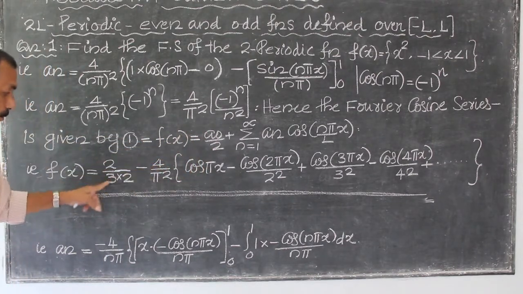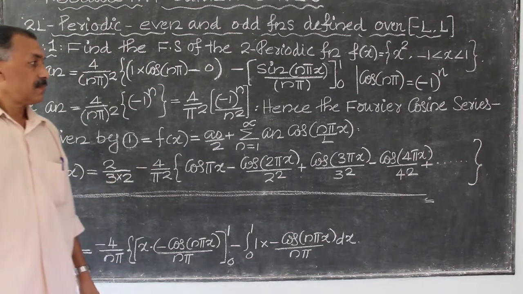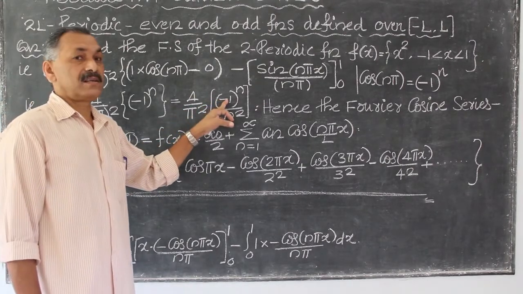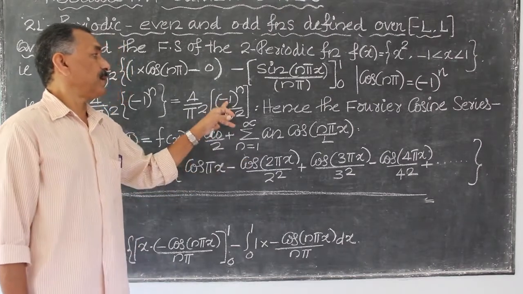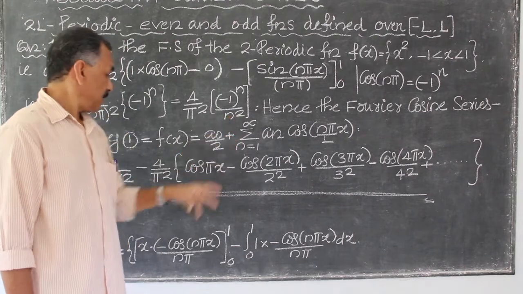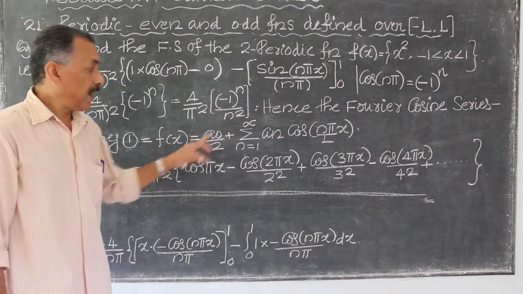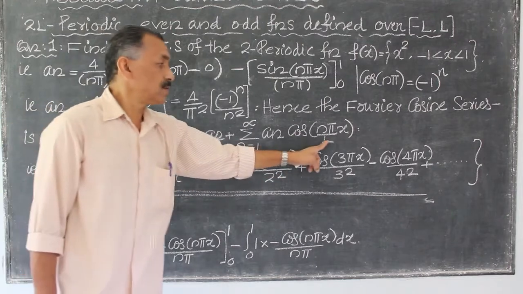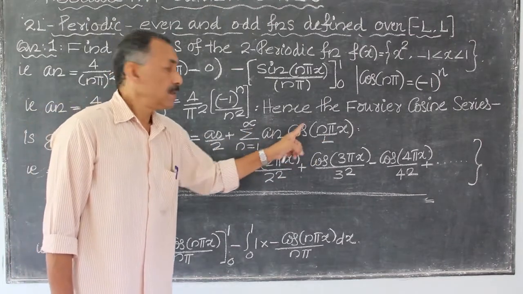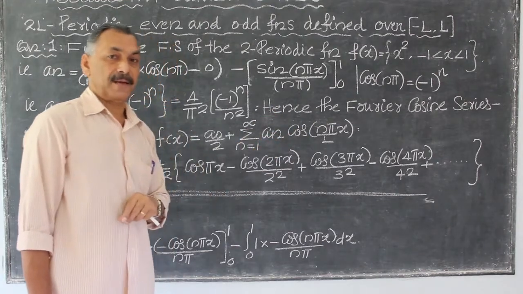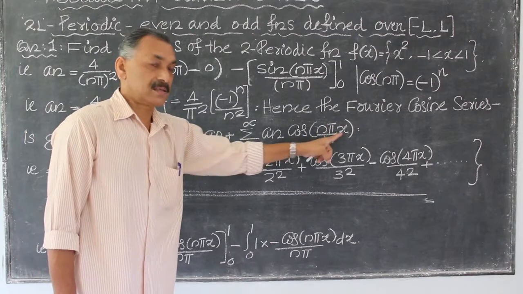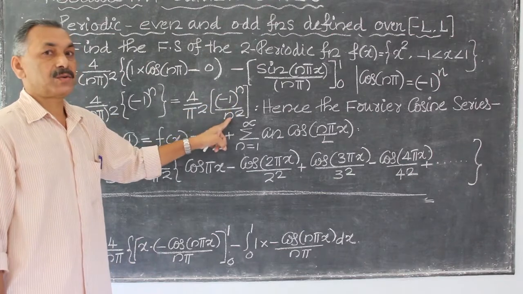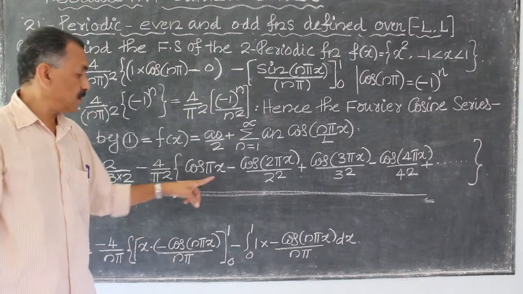That is, a0 by 2 is 2 by 3 by 2. Then minus 4 by π square, taking it outside. n is equal to 1. When n is equal to 1, what is the value of a1? Minus 1 raised to 1 divided by 1 square. Taking the minus outside, into a1 cos nπx. With n equal to 1, it is cos πx. n is equal to 1: a1 cos πx, n equal to 2: a2 cos 2πx, n equal to 3: a3 cos 3πx. So a1 cos πx, where a1 is 4 by π square outside, minus 1 raised to 1 divided by n square, which is minus 1. Taking that minus 1 outside, cos πx by 1.